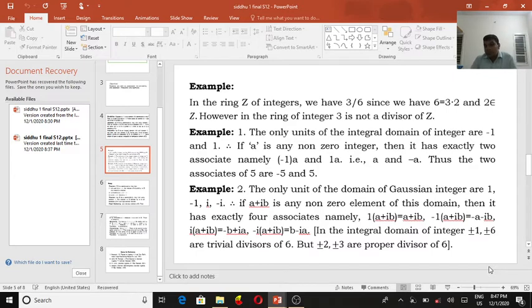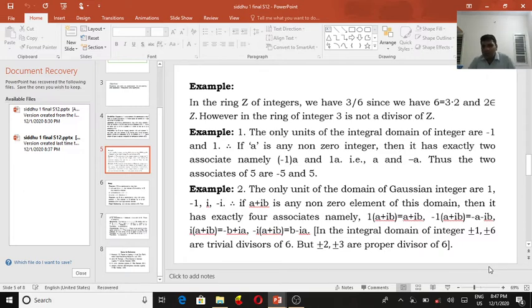So these are the associates of a Gaussian integer. We are using the units of the Gaussian integers: 1, minus 1, i, minus i. If we take that complex number, 1 times it gives the same, minus 1 times it changes the sign, i times it, minus i times it, and we get again an element in the same field, the same complex number.